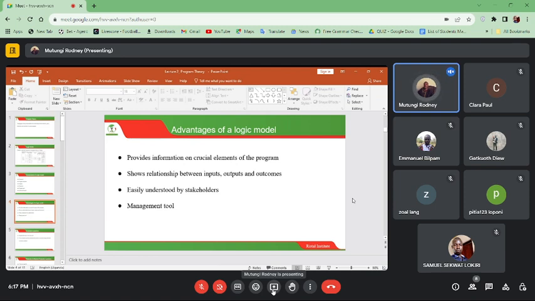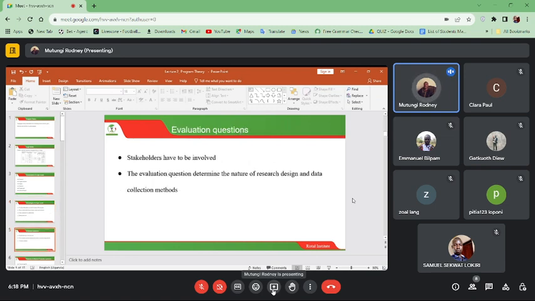Then again, we talked about it being a management tool, basically helping in planning, monitoring, and evaluation of the project. So we can always go back to this model whenever we are evaluating the success of our program, whenever we are monitoring the program progress. So when we have done all this, we need to reach a point of evaluating the success.